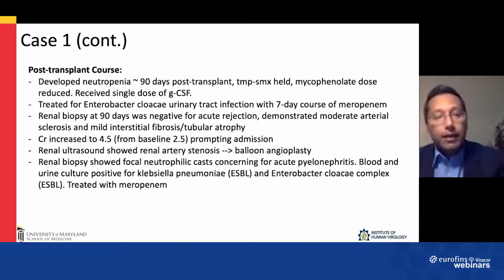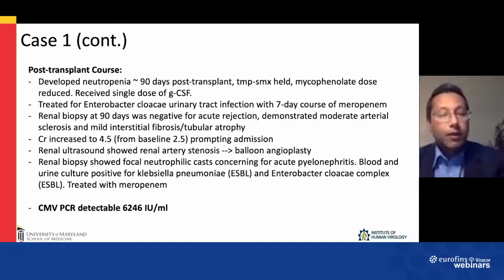Now, additionally, she was found to have a detectable CMV viral load with approximately 6,200 copies of CMV detected in her blood. And note that this is occurring several weeks after her valganciclovir prophylaxis had ended.